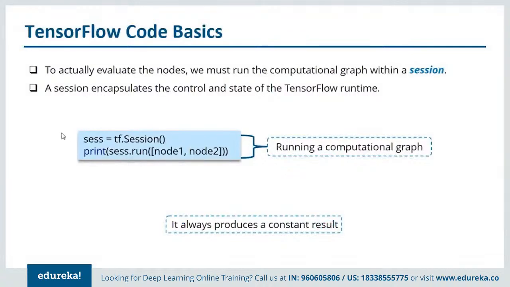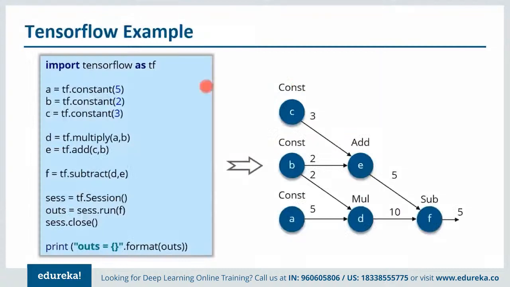We saw how to run a computational graph as well. Now let me explain it to you with one more example. This is one example in which we take 3 constant nodes A, B, and C, and we perform certain operations like multiplication, addition, and subtraction. Then we run the session, and then we finally close it. And this is the diagram of how it looks.